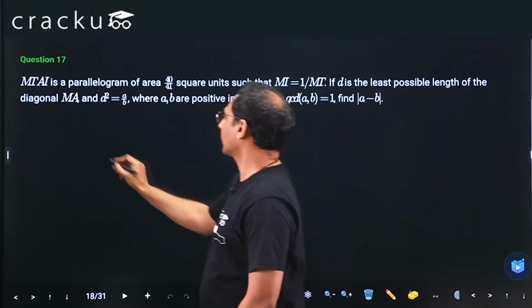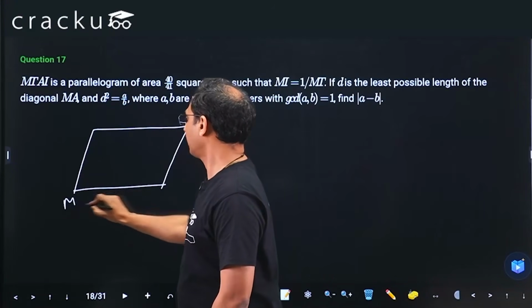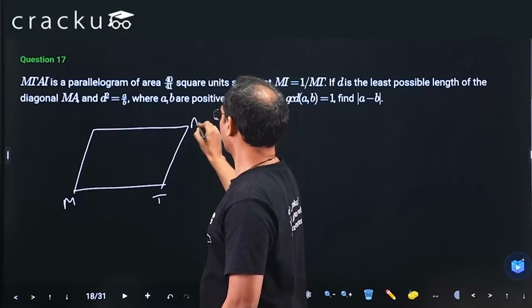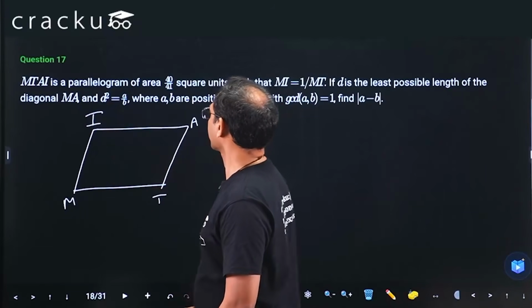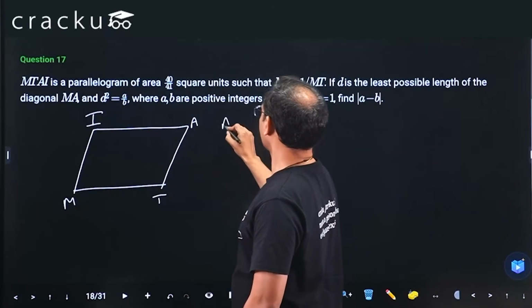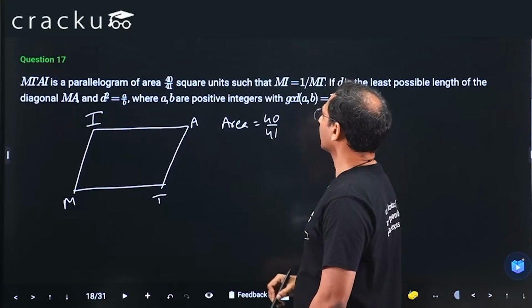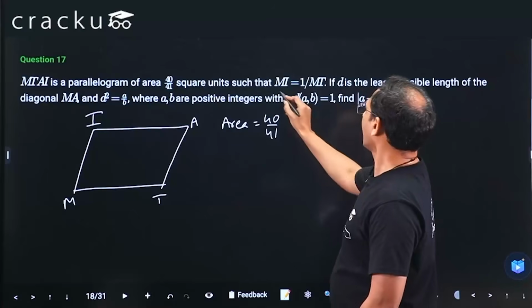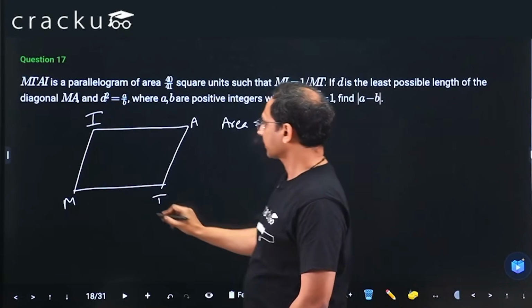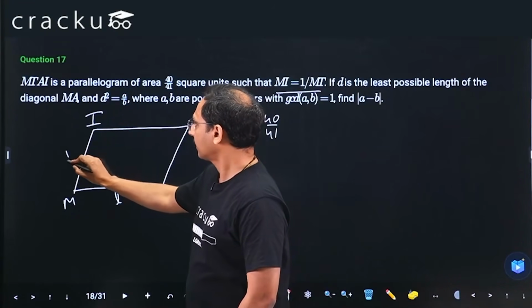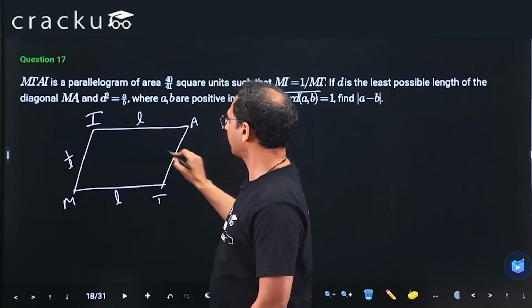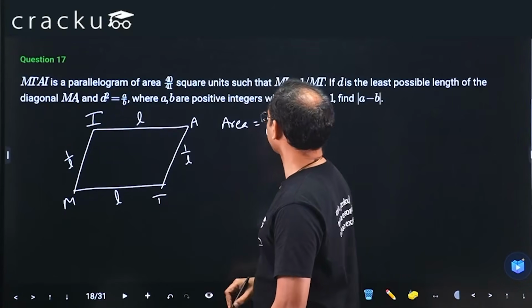MTAI is a parallelogram. The area is 40 by 41 square units. MI is the reciprocal of MT. So if I call this length L, this will be 1 by L. Similarly, this will be L. This will be 1 by L.